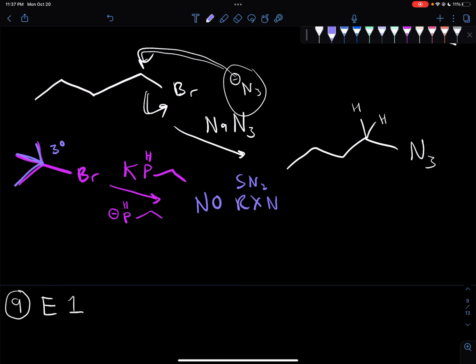If it does occur, it's very slow, but the consensus opinion for all the professors at this school is that this will not do SN2. It's either going to do elimination, which we haven't talked about, or SN1, but it's very unfavorable. So keep this in mind. This will help a lot when it comes to ranking.